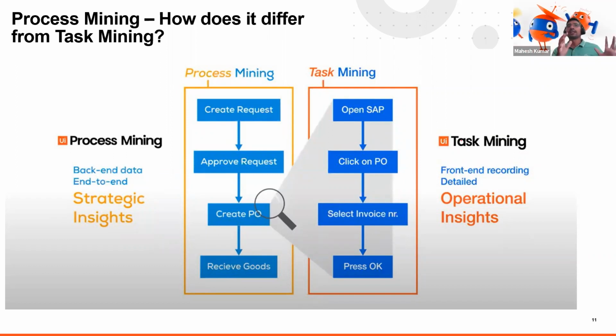So process mining is where multiple departments and multiple systems are involved. Task mining is within the same department, but different users performing the tasks on the UI. Process mining works on the backend data. Hope this clears your doubt about process mining and task mining. I'll take a pause here for a minute if you have any questions.